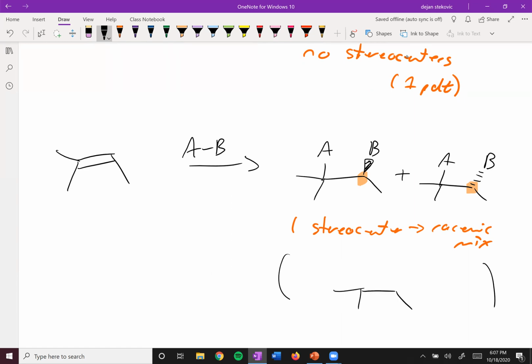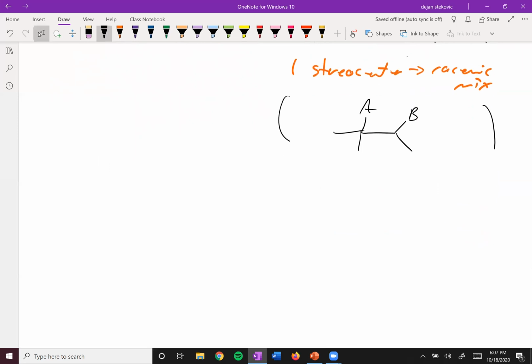We could draw this product like this, and it's still a correct answer, right? Indicating a racemic mixture. Where it gets complicated is something like this.